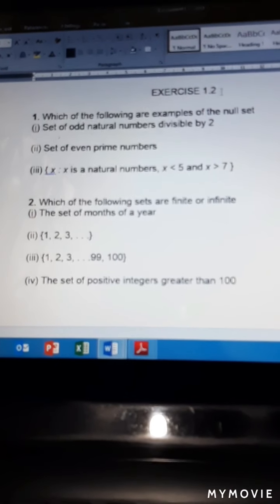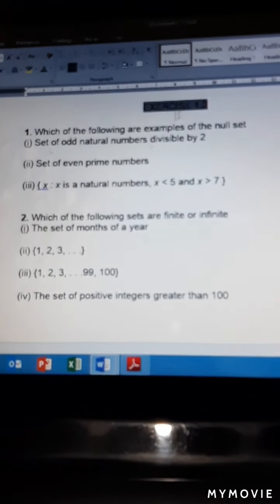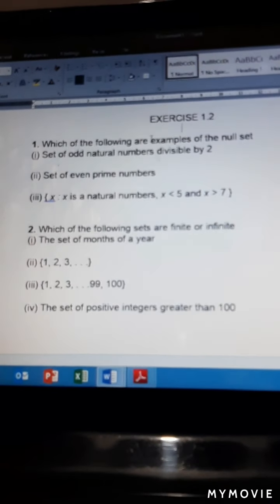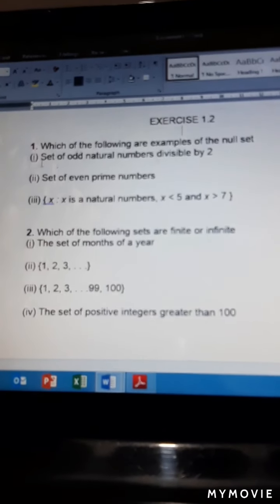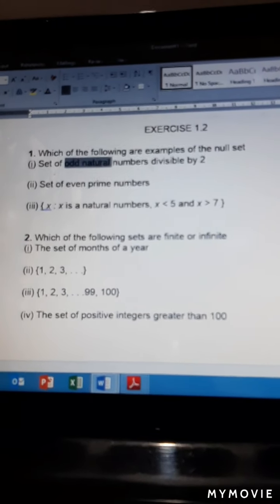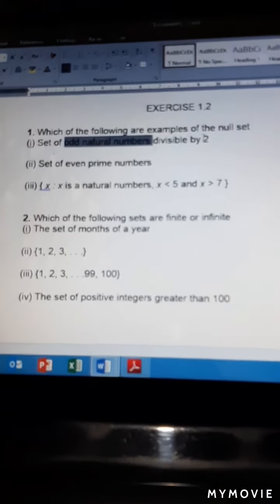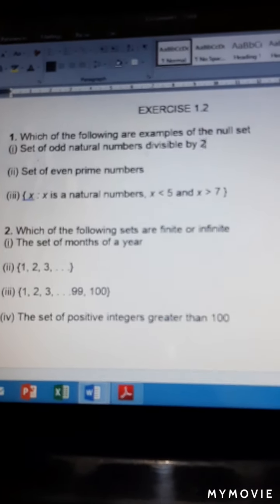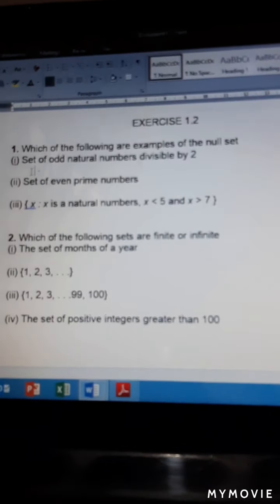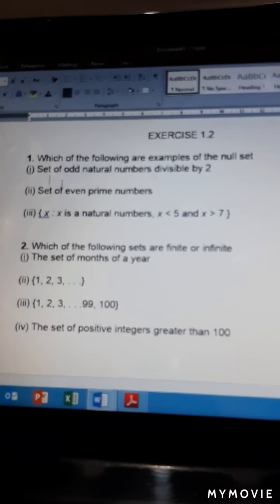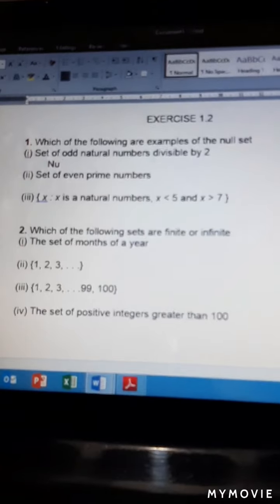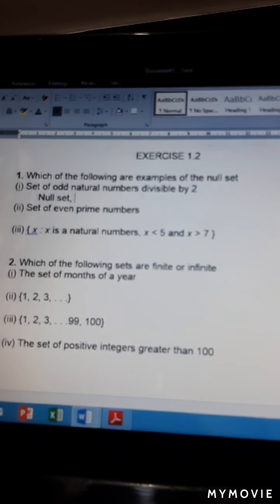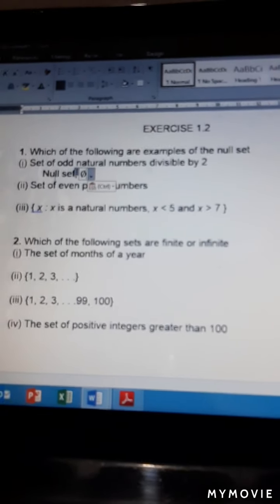Okay, so let's see next, exercise 1.2. The question is, which of the following are examples of null set? So the first question is the set of odd natural numbers divisible by 2. Now odd numbers, 1, 3, 5 and so on, they are never divisible by 2. So this is an example of a null set. You can denote it by that Greek letter phi also.